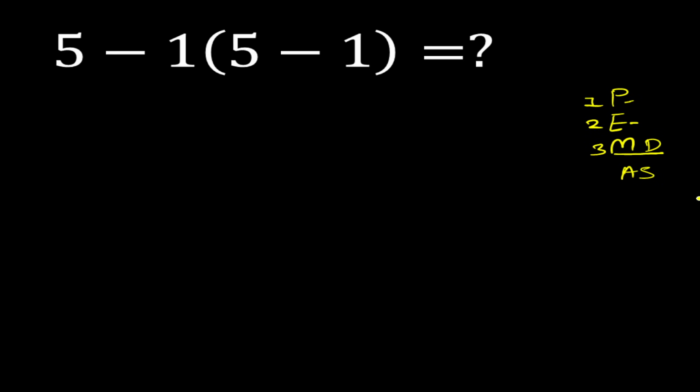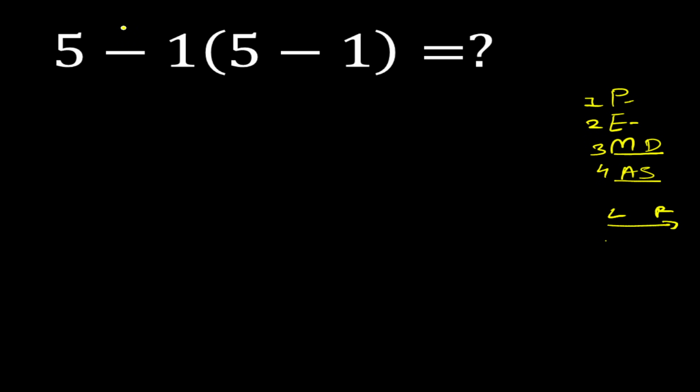Here multiplication and division both have equal priority, so we have to solve it from left to right. Then fourth and last priority is addition and subtraction, right? Also addition and subtraction both have equal priority, so we have to solve it from left to right.